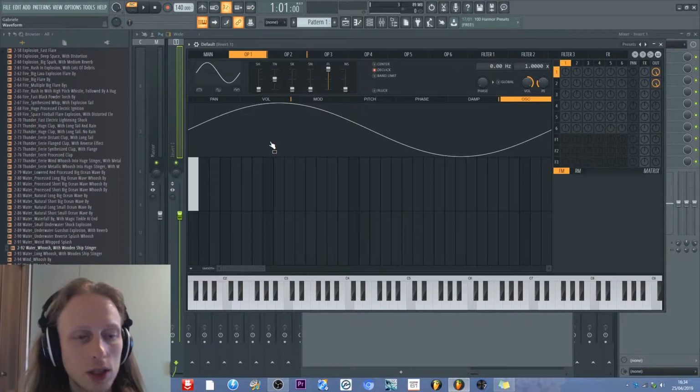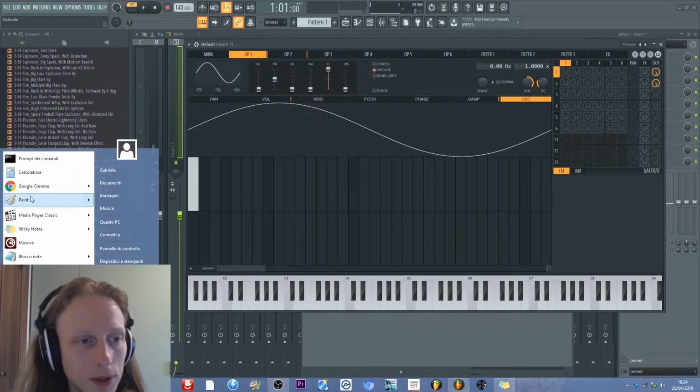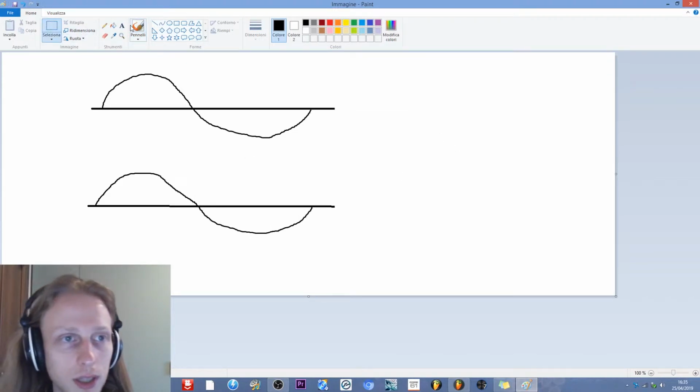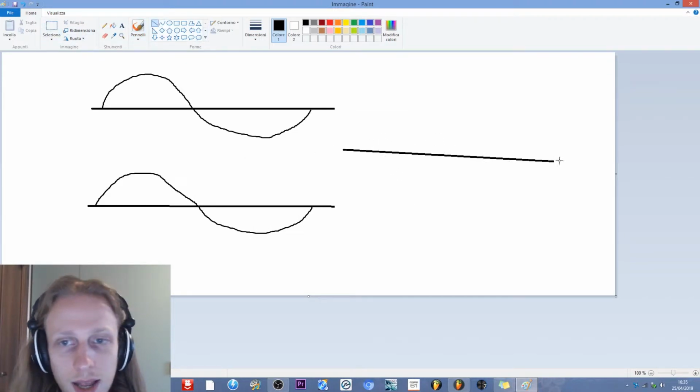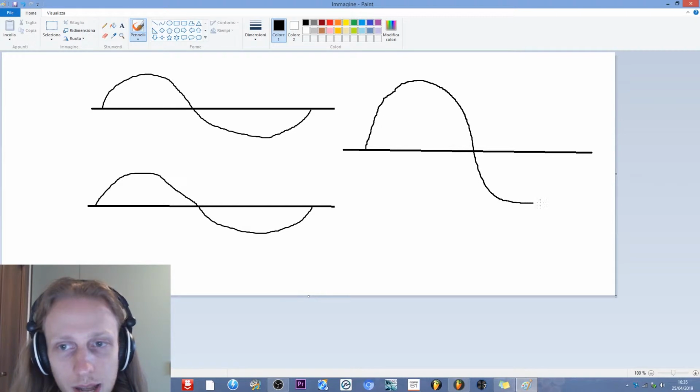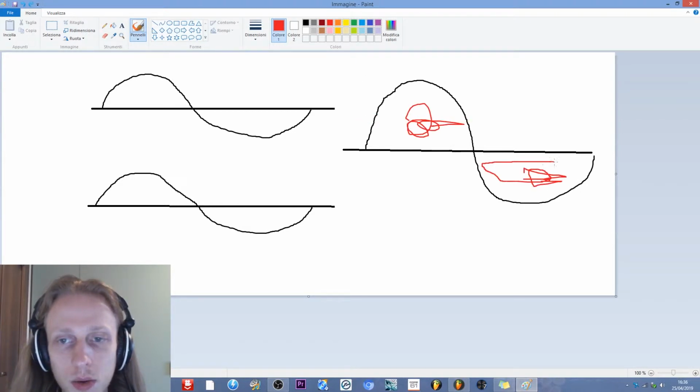So in this way, for example, imagine this is a perfect sine wave. Okay, if I have another sine wave that is identical, the result is this. I have the same wave but louder. Okay, this space represents the sound.